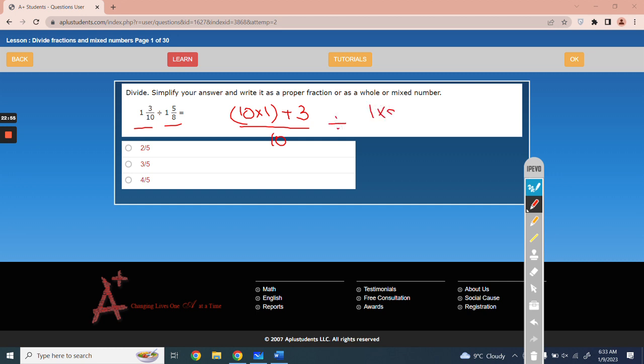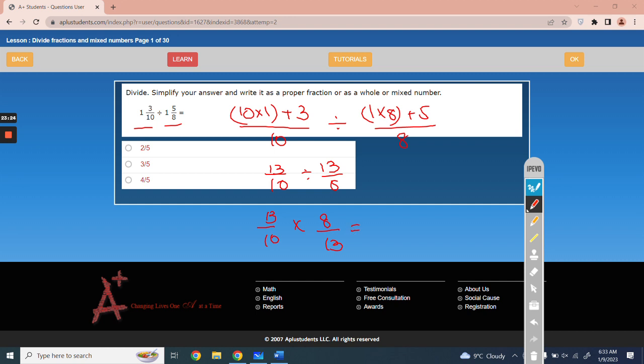You have to do 1 times 8. You have to add 5 and divide it by the 8. Got it? 10 times 1 is 10, and 10 plus 3 is 13 over 10. Now here we have 8 times 1 is 8, and plus 5, 13 over 8. Now you have to follow the same steps we did for divide fractions. Just replace the division sign with multiplication and reciprocal the term. It is 8 over 13. Got it?